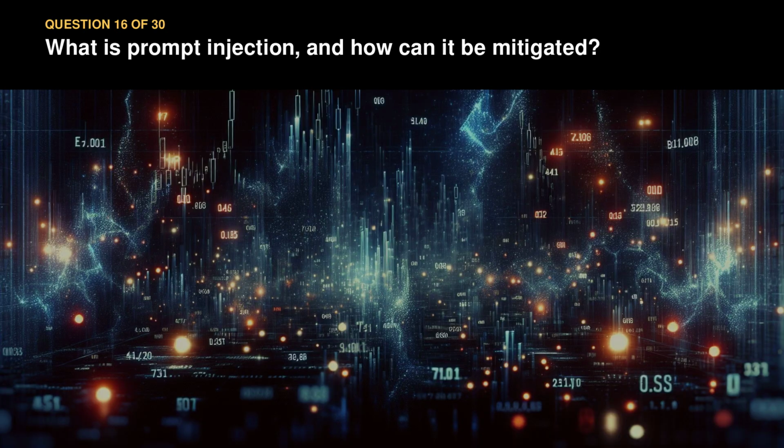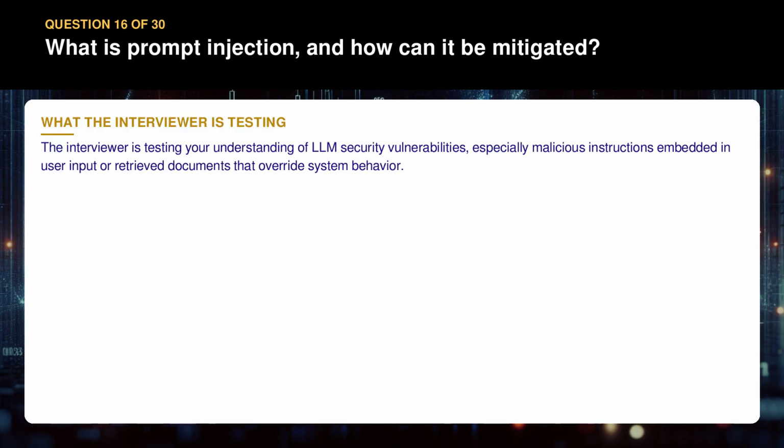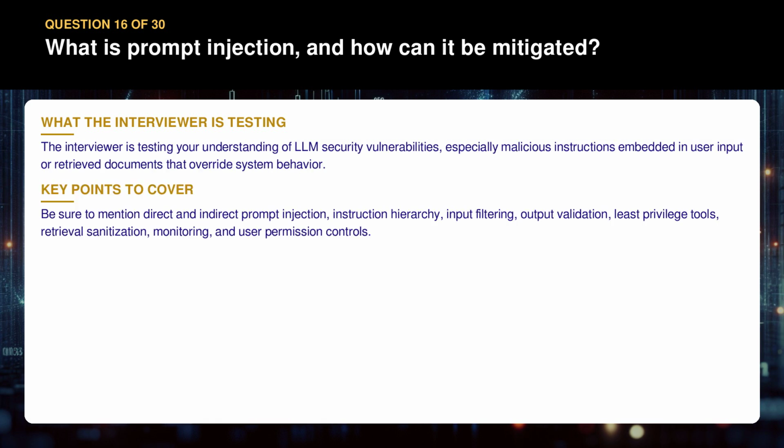Question 16. What is prompt injection, and how can it be mitigated? The interviewer is testing your understanding of LLM security vulnerabilities, especially malicious instructions embedded in user input or retrieved documents that override system behavior. Be sure to mention direct and indirect prompt injection, instruction hierarchy, input filtering, output validation, least privilege tools, retrieval sanitization, monitoring, and user permission controls.